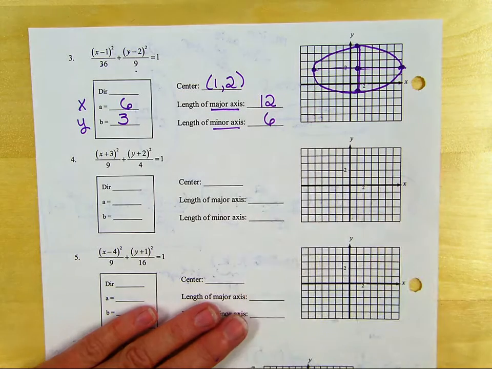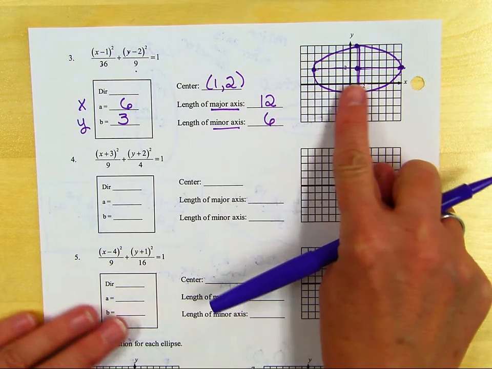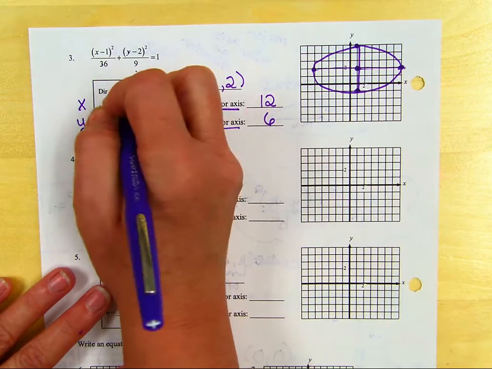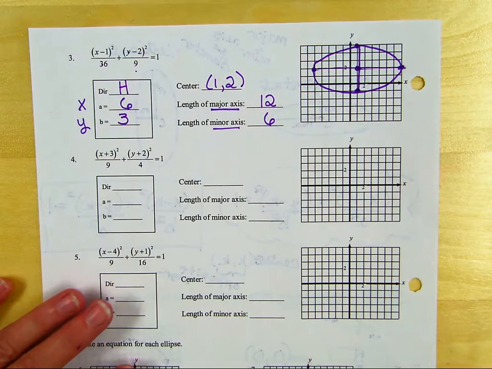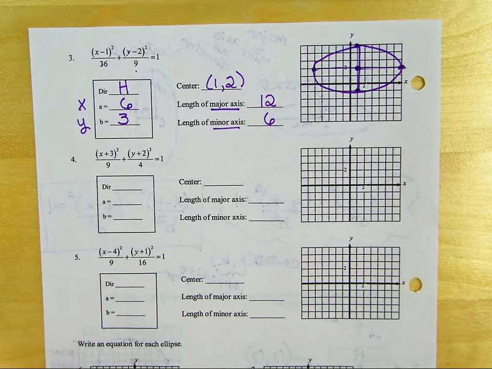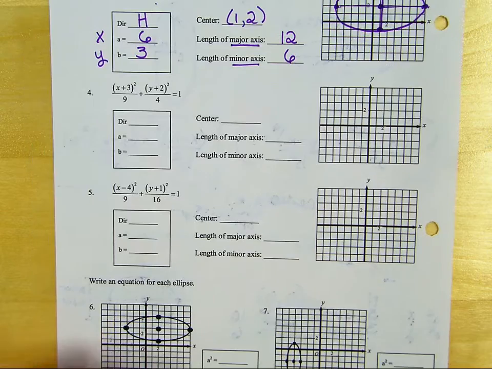All right, so this stretches further in the horizontal direction. That makes my image a horizontal ellipse, a reflection across the x-axis. Okay? But there is a rule, and these rules can be really helpful.